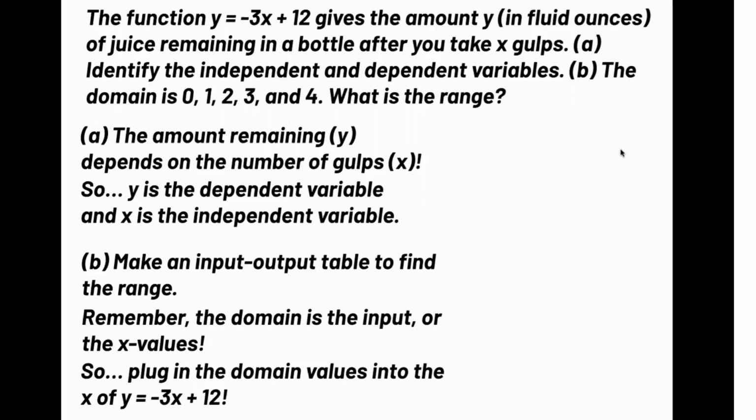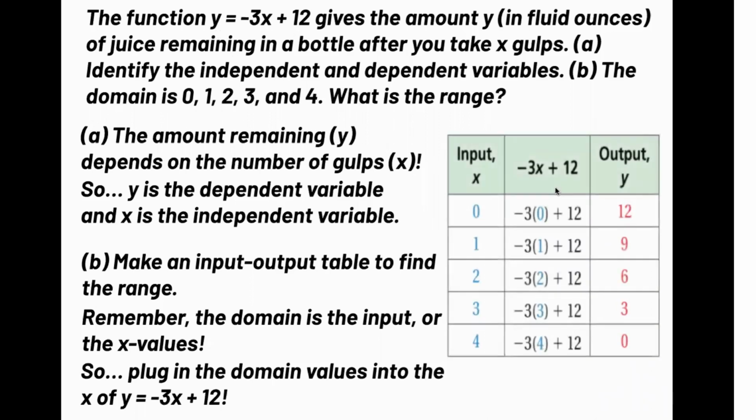To find the range, I'm going to make an input-output table. So remember that the domain is basically just a set of all your input or x values. And because we're given the function y equals -3x plus 12, we can just plug in these domain values into our x values and get our y values, which would be our outputs or the range. So if we were to input 0 for our x value, that would just be 0 plus 12, and your output would be positive 12.